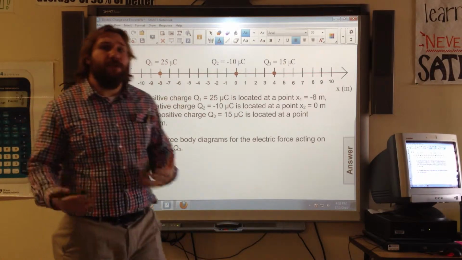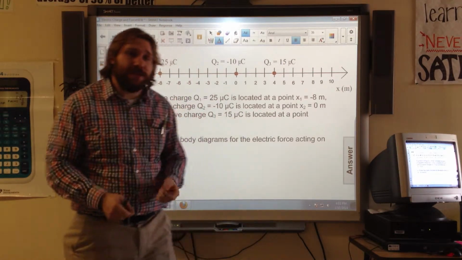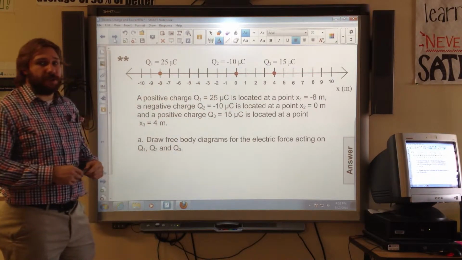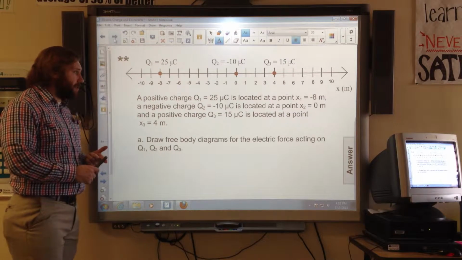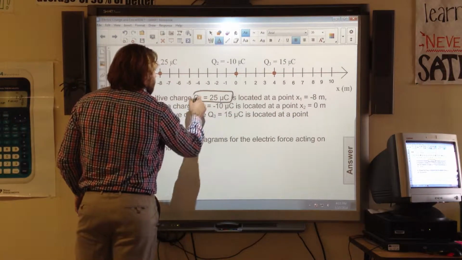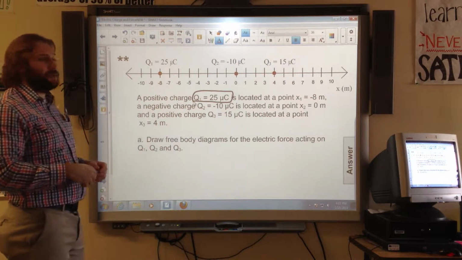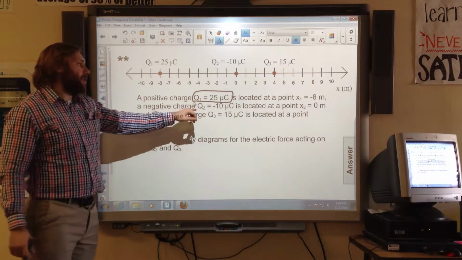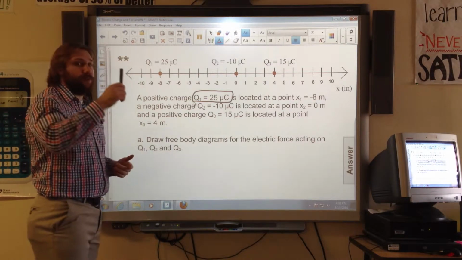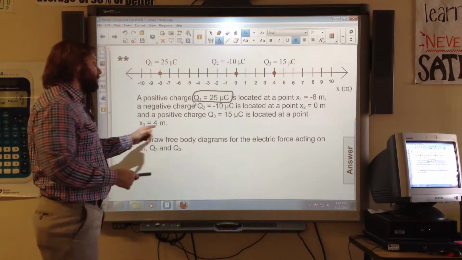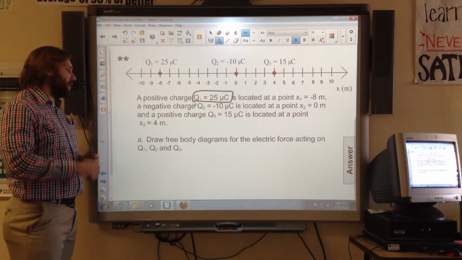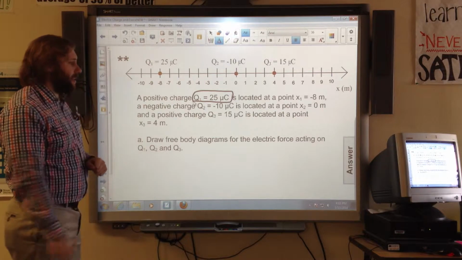What we're asking you to do, the end goal, is to find the net force on each one of these 3 charges. The problem states a positive charge of 25 microcoulombs is located at point x1 equals -8 meters. A negative charge, q2 equals -10 microcoulombs, is located at point x2 equals 0 meters. And a positive charge, q3 equals 15 microcoulombs, is located at point x equals 4 meters. Draw a free body diagram for each one.